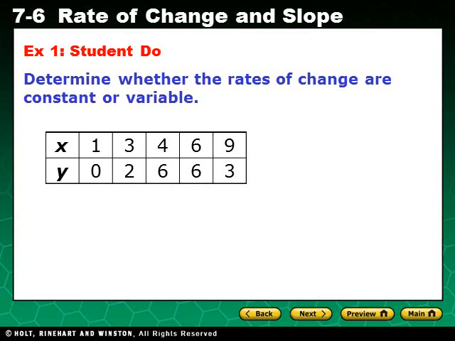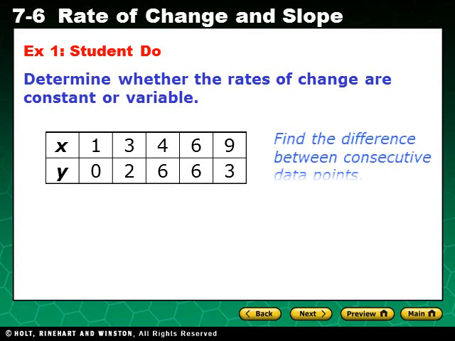Now, let's try this one. Determine whether the rates of change are constant or variable. Do this one on your own. So find the difference between 3 and 1, 6 and 4, 9 and 6, 0 and 2, 6 and 2, 6 and 6, and 3 and 6. So let's go 2, 1, 2, 3, 2, 4, 0, and 3.